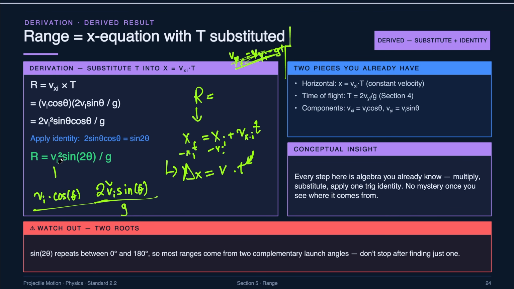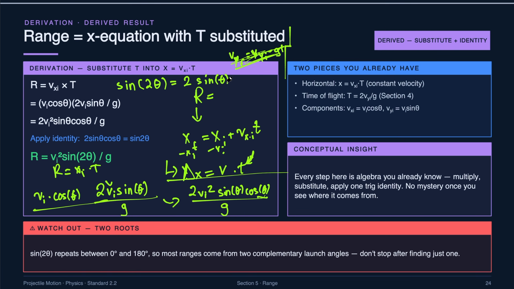So range is equal to vxi times T. Let me write that over here because I need some more space. Now we can square the v, so it becomes 2vi squared times sine theta times cosine theta over g. I don't know whether you know this identity yet, but this is a fundamental trig identity: sine 2 theta is equal to 2 sine theta times cosine theta.